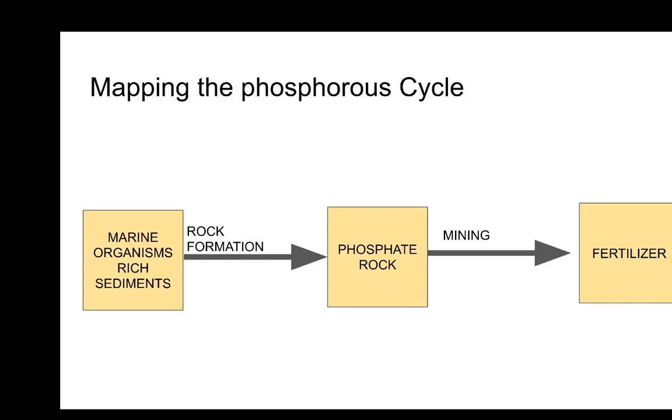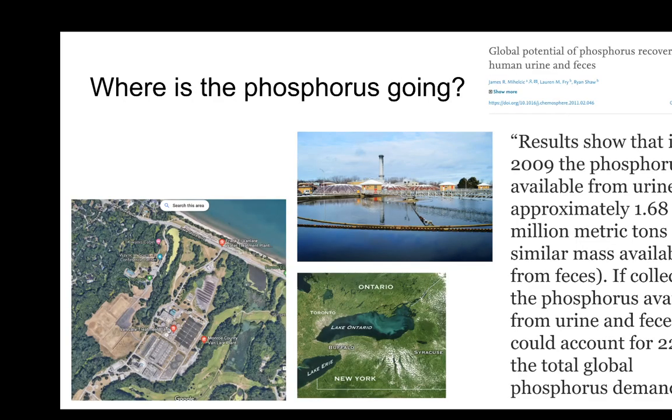And so, the way that this works is that there's marine organism rich sediments, right? So the phosphorus is locked up in marine organisms. It's compacted into rock, so that's the formation of the rock, right? So then it's tied up in this phosphate rock. It's mined, and then through the mining, it's turned into fertilizer, and then the fertilizer is applied to fields. That's the process, and then the plants incorporate it, and that continues it, right?